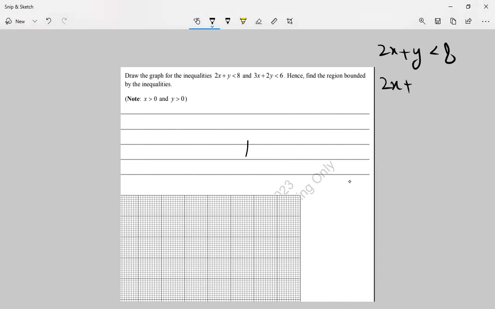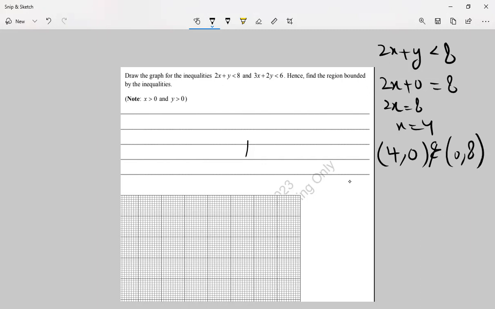X-intercept means y is 0. So 2x is equal to 8 and x is equal to 4. I will write it in the form of a coordinate: 4, 0. Similarly, when we find the y-intercept, it means x is 0. 2 into 0 is 0 and y is equal to 8. I am writing directly 0, 8. These are the coordinates of the first constraint.